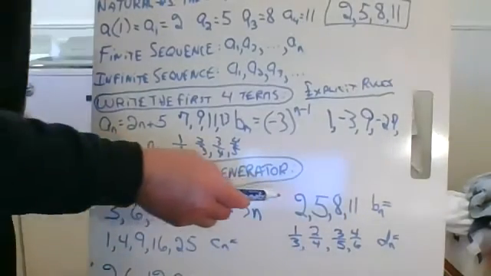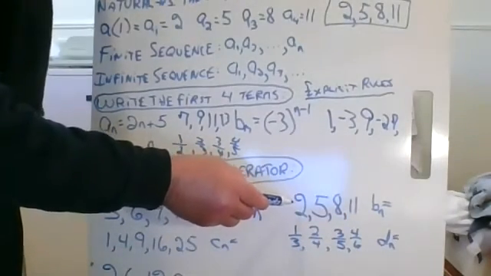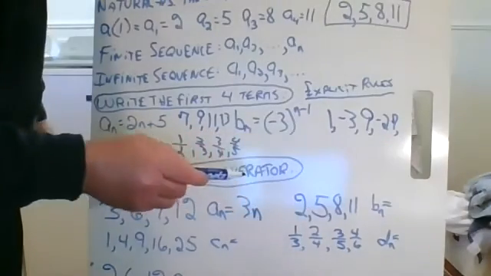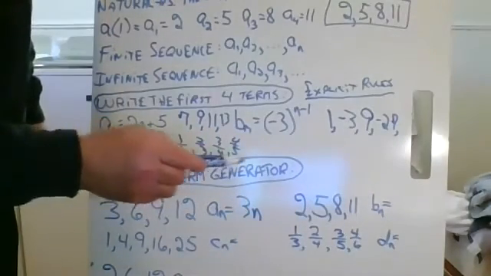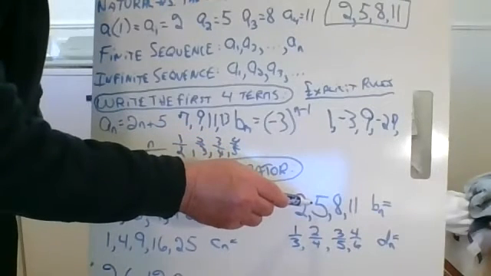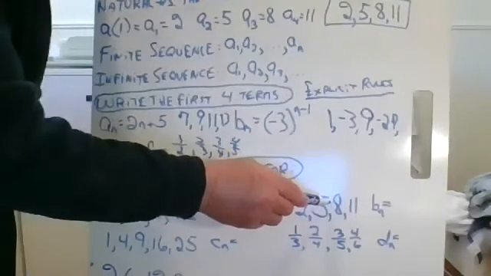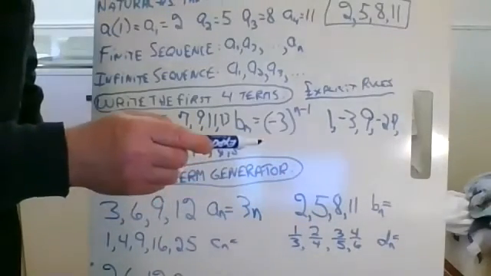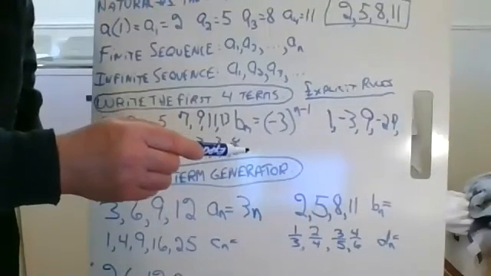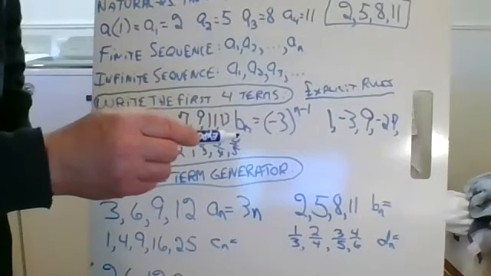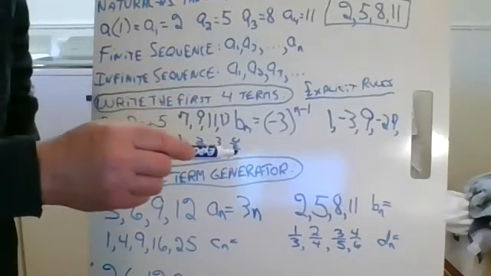Now, this could be tough. 2, 5, 8, 11. Try to figure out the rule. But let me give you a hint. This is the same type where you have a common difference of 3. And when you do have that, the rule is going to be that common difference times n.